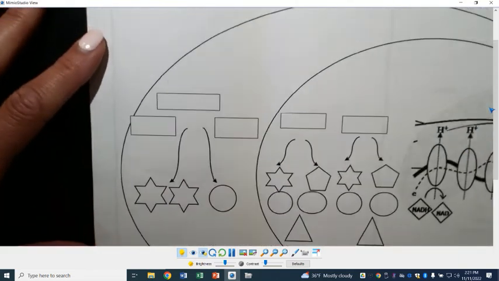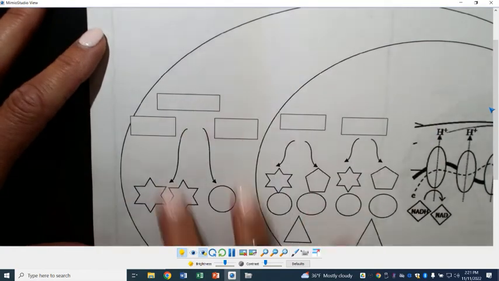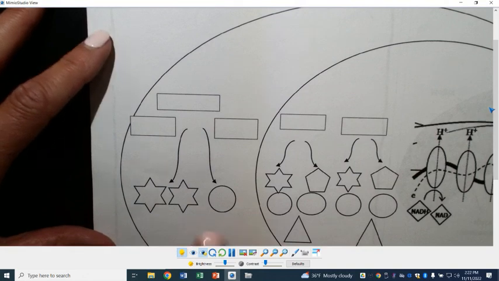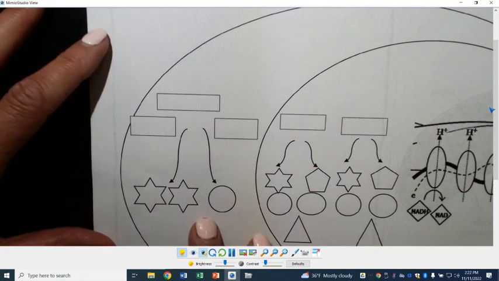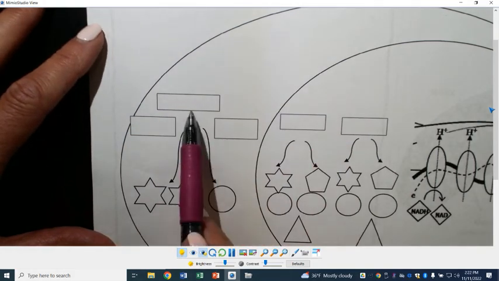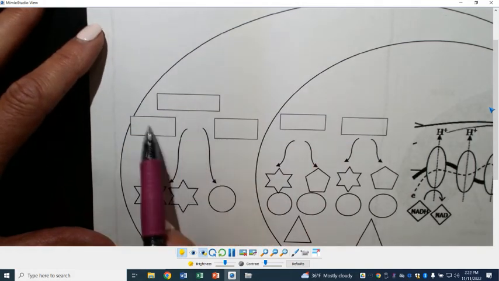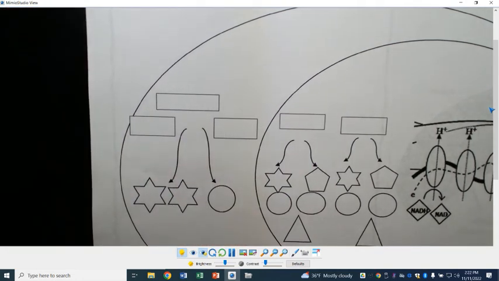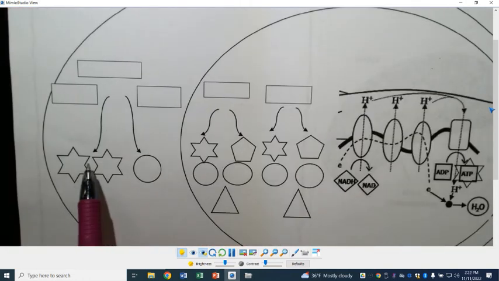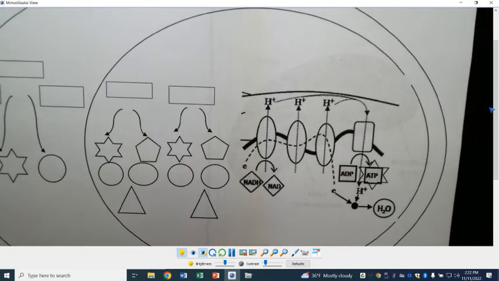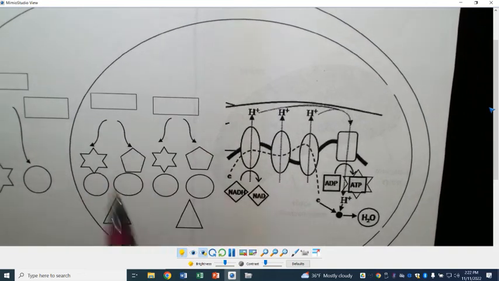First of all, the very first step, where is this in the cell? It's in the cytoplasm. You are correct. Our first step takes place in the cytoplasm, and it's called glycolysis. What is the molecule here that breaks down? That is glucose. Very good. Excellent. The stars are what? ATP. Very good.